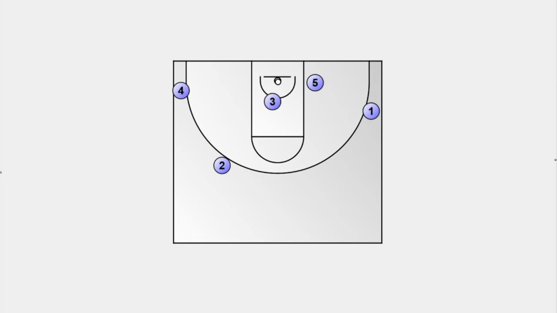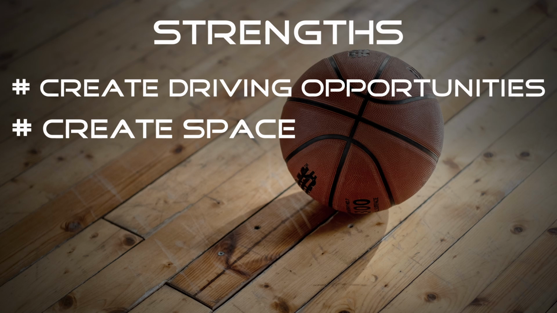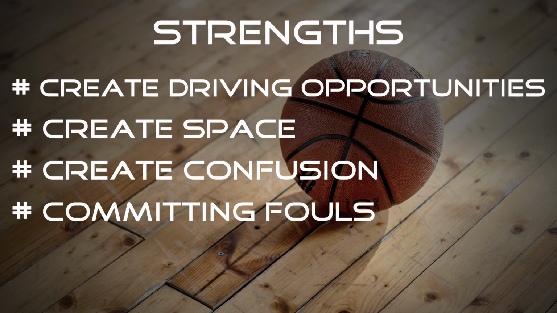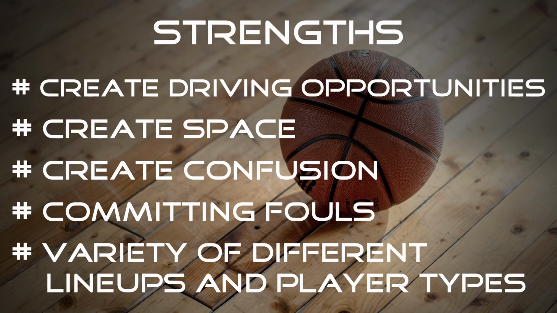on the perimeter. The Dribble Drive Offense can create confusion for the defense, as it requires constant movement and motion. When executed well, the offense can force defenders to switch assignments and create mismatches. This can lead to open shots and lead to the defense committing fouls. The system can be effective with a variety of different lineups and player types, including quick guards, athletic wings, and versatile big men. This makes it attractive for teams at various levels of basketball.